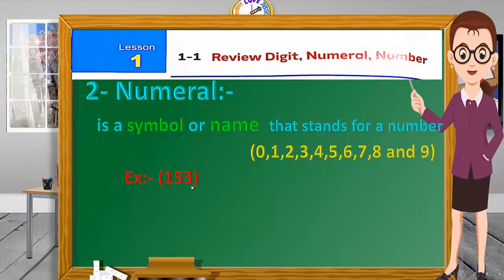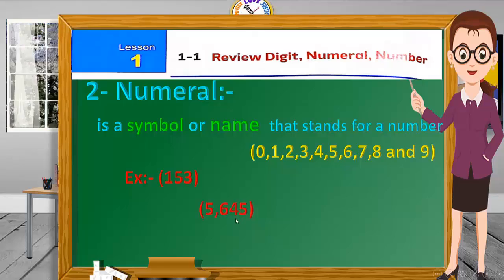So if I ask you now, how many digits are there in this number? You should count the number of digits in the numeral and tell me this numeral consists of 3 digits. Look at the next numeral. The numeral here consists of how many digits? 1, 2, 3, 4. 4 digits.